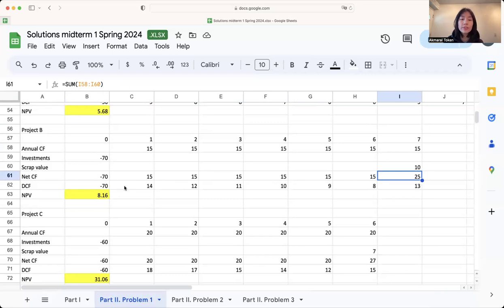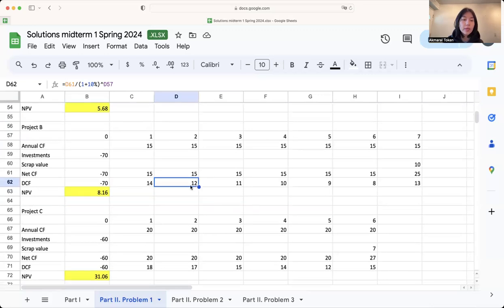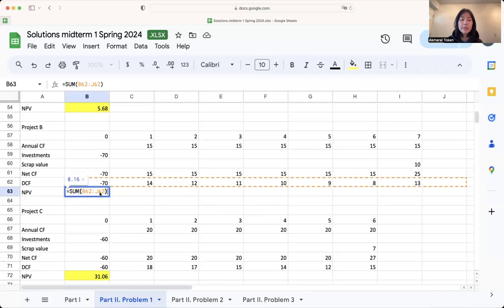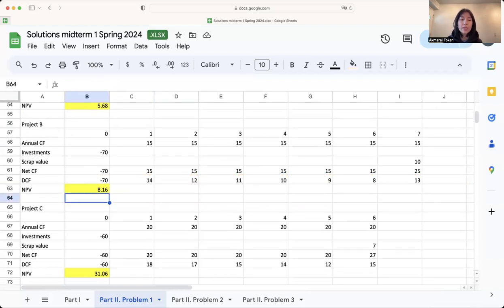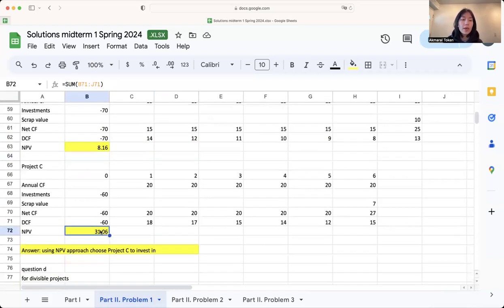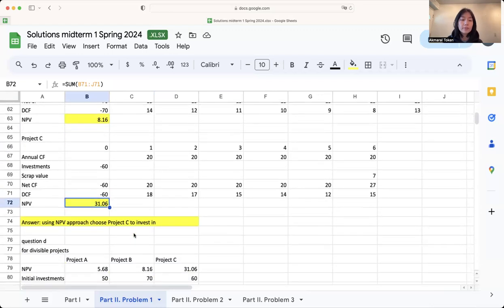And discounted cash flow is given as net cash flow divided by 1.1 to the power of 2 for the first year cash flow, and the same for all the following cash flows. NPV is the sum of all discounted cash flows. In this case, it gives us $8. And the same calculations for project C, and NPV is calculated as $31.